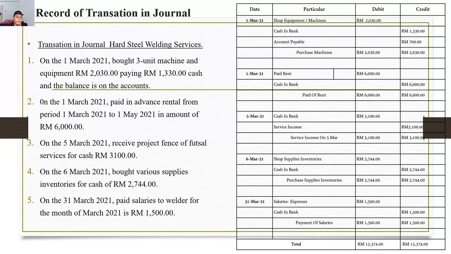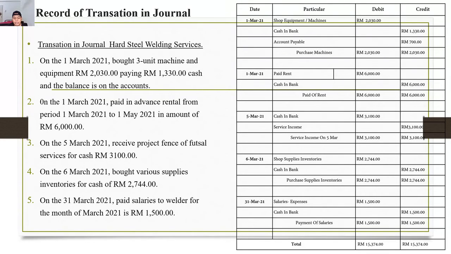And the third one, on the 5th March 2021, we received payment for the fence of futsal project service in cash, RM3,100. And the fourth one, on the 6th March 2021, we bought various supply inventory for cash of RM2,744. And lastly, on the 31st March 2021, we paid salary to the welder for the month of March 2021, RM1,500.